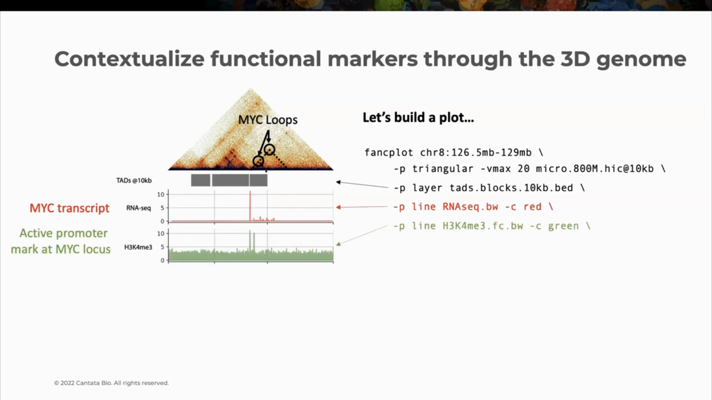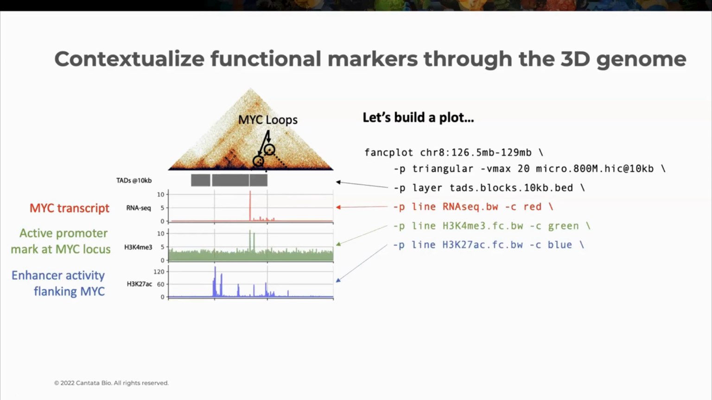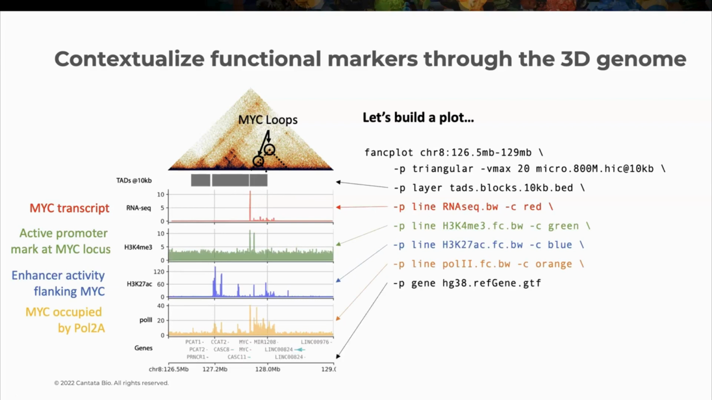We have H3K4 as active promoter, or active marks indicating active transcription at this locus. We have some H3K27. So you see, we can start layering on multiple different types of information that we have in order to get a really detailed picture of what's going on at our locus of interest. Right. So in this example, an example that we've used quite frequently, this peak in the RNA is a really strong expression of the MYC gene.